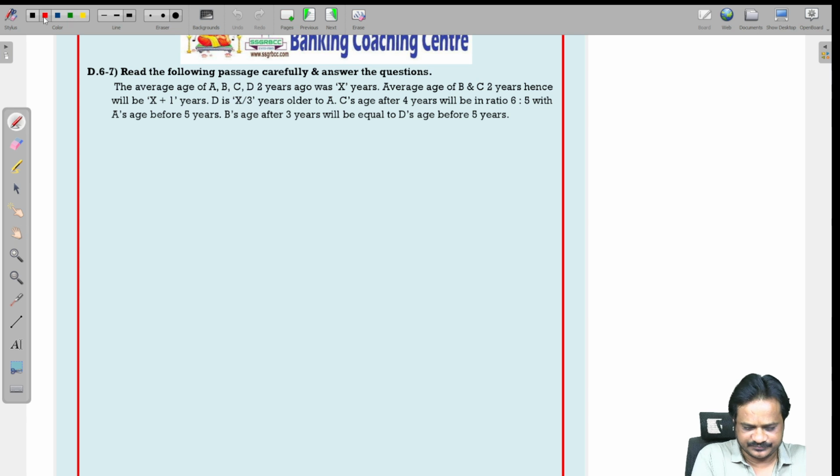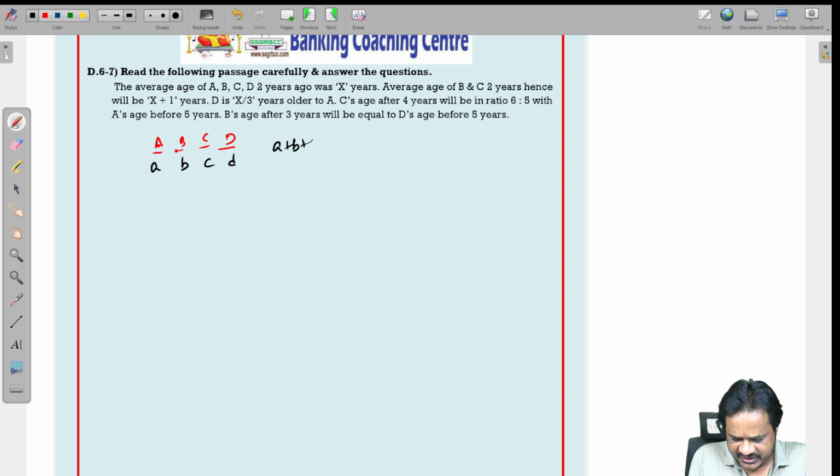Let us see. Here it is given 4 persons A, B, C, D. I am assuming A's age as A, B's age as B, C's age as C, D's age as D. Here what is given? The average age of A, B, C, D 2 years ago was x. So for 4 people, the total was 4x. For every person 2 years should be added. So total persons are 4, so 4 into 2, 8. This is the present age of ABCD.